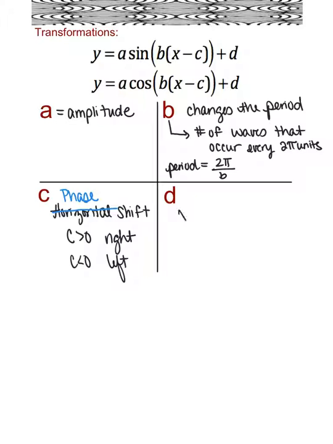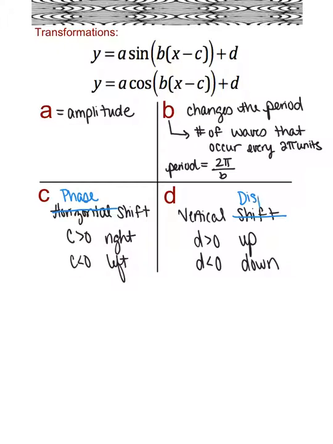And D was a vertical shift. When D was greater than 0, the function moved up D units. And when D was less than 0, it moved down D units. And with these periodic functions, we usually don't call it a vertical shift. We usually call it a vertical displacement.